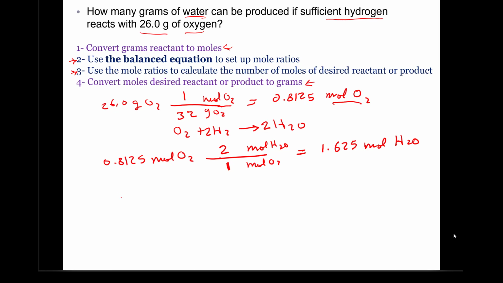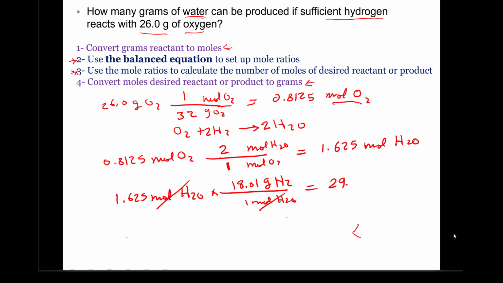And then the last step is going to be going from moles of water to grams of water. It's 1.625 moles of water times the molar mass of water. 1 mole water weighs 18.01 grams of water. So moles will cancel out with moles and we'd be left with grams. So we should obtain 29.2662 grams of water.